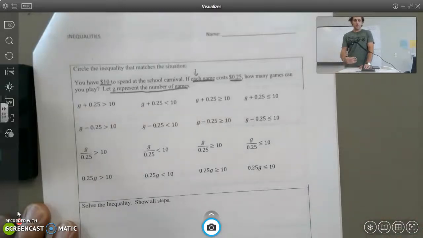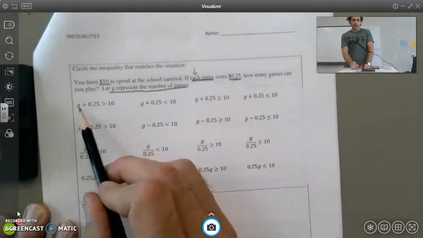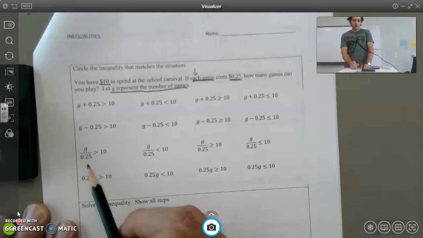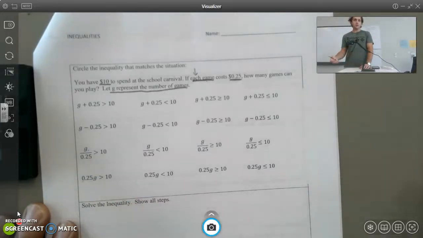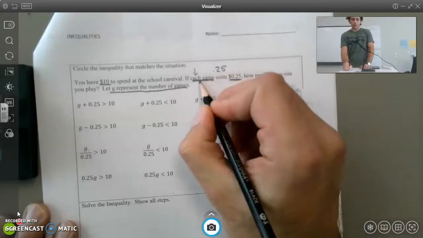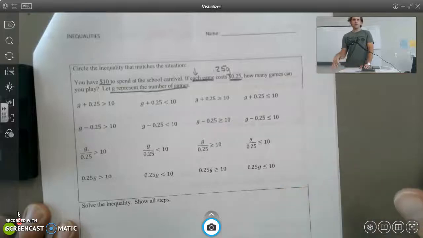Eventually I'm going to write an entire inequality here, but first I just need to think about what's the expression that describes the amount of money I'm spending. Each game costs 25 cents. So am I adding 25 cents to my number of games? Am I subtracting 25 cents to my number of games? Am I dividing my number of games by 25 cents? Or am I multiplying 25 cents times the number of games? Which one of those would come up with the amount of money that I'm spending? Well, if it's 25 cents per game, I'm going to be multiplying. 25 cents times my number of games, that would help me to determine the amount of money that I've spent.